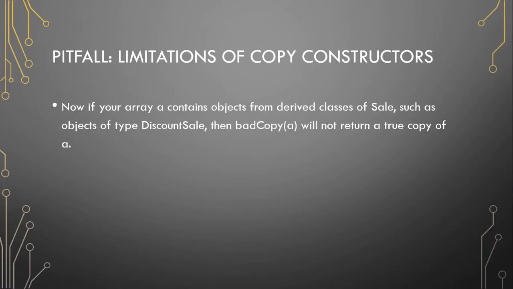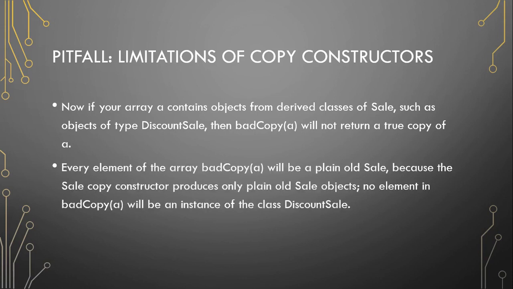So let's look at that problem part. Now, if your array contains objects from a derived class of Sale, such as objects of DiscountSale, then badCopy(a) will not return a true copy of a. Every element of the array badCopy(a) will be a plain old Sale because the Sale copy constructor produces only plain old Sale objects, and no element in badCopy(a) will be an instance of the class DiscountSale.